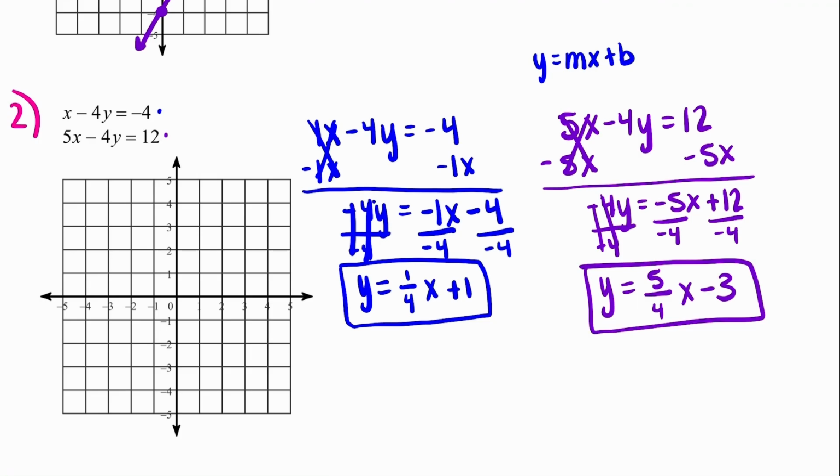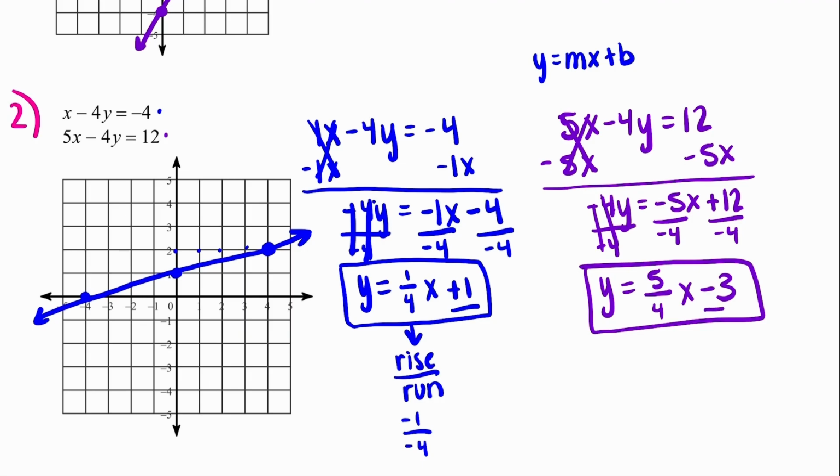And now we can graph these like we did above. I'm going to start with the blue one. Start at positive 1, and then 1 over 4, remember we're doing rise over run. So up 1 over 1, 2, 3, 4. And let's go the other way. Let's go down 1 over negative 4. So I'm left with this line. And remember, I'm just doing more points to span the graph because that will get you the most accurate answer.